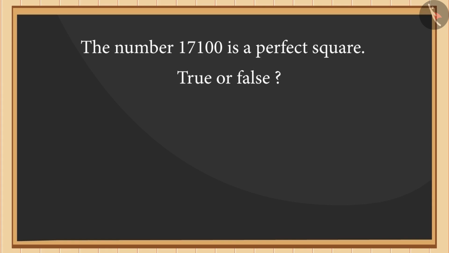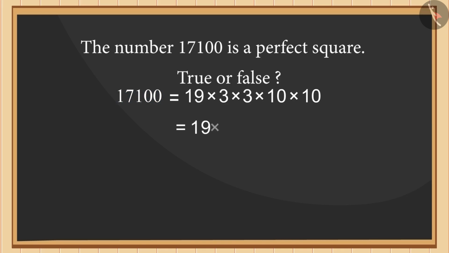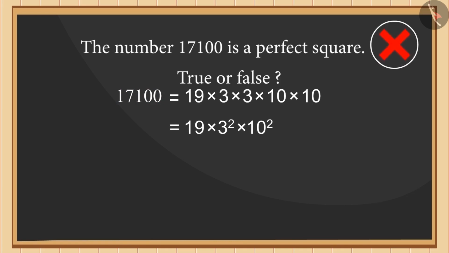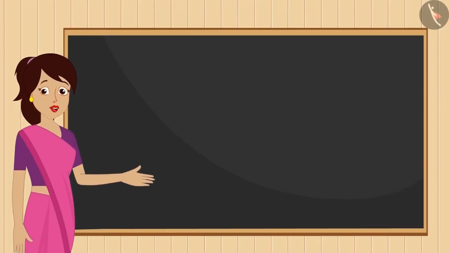But this is wrong. We know that the number of zeros at the end of a perfect square must be even. But it is not necessary that any number ending with an even number of zeros will be a perfect square. Let us factorize the given number and see. Here, we have seen that we cannot write this given number as the square of any whole number. This number is not a perfect square. Therefore, this statement is a false statement.